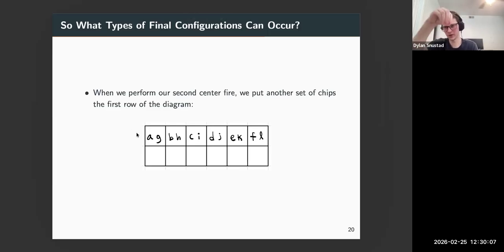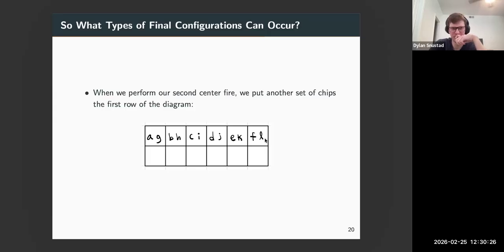And then what happens is we still have another k chips left in the center of our graph. So we have to do that fire next, essentially. And this gives us the same relation here. So we have G is less than H is less than I is less than J is less than K is less than L.